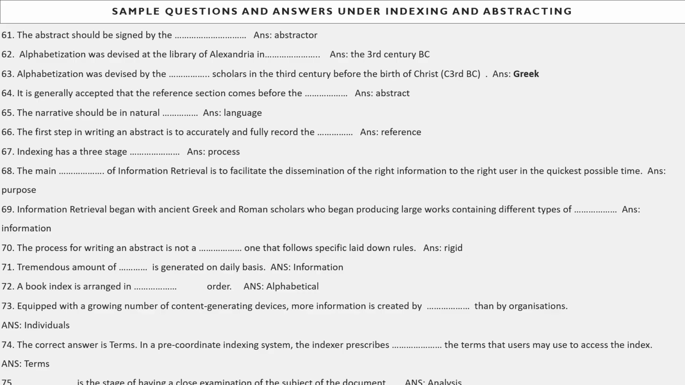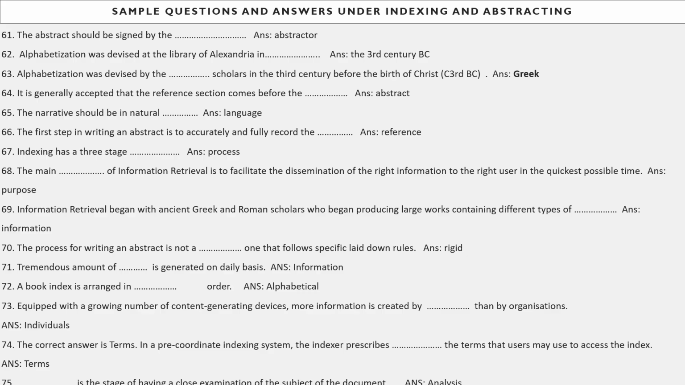The narrative should be in natural language. The first step in writing an abstract is to accumulate and fully record the reference. Indexing has stage processes. And then the next question, which is 68, the answer is purpose. The main purpose of information retrieval is to facilitate the dissemination of the right information to the right users in the quickest possible time. Question number 69.